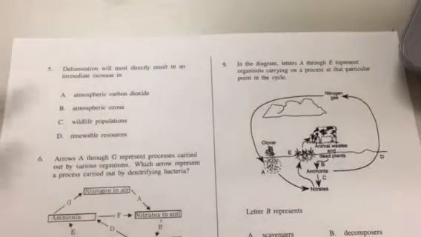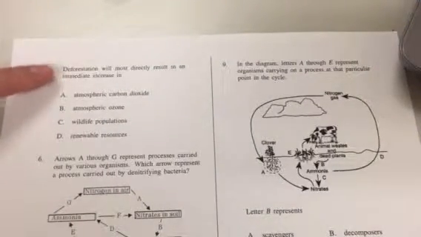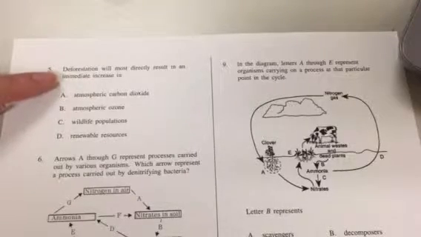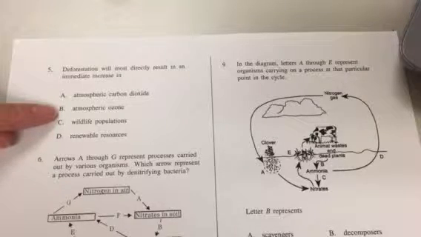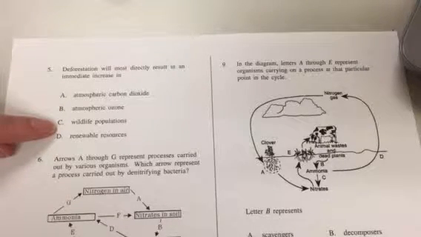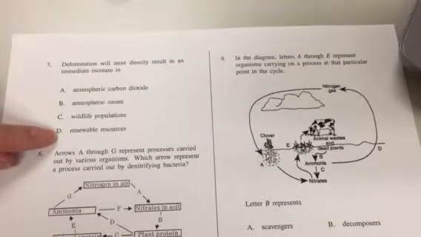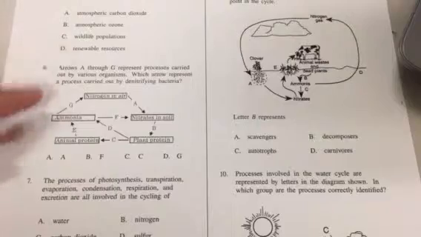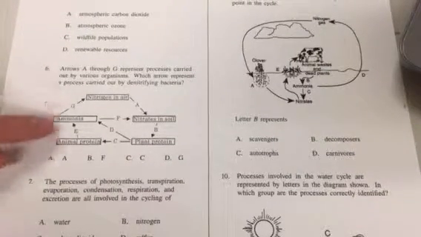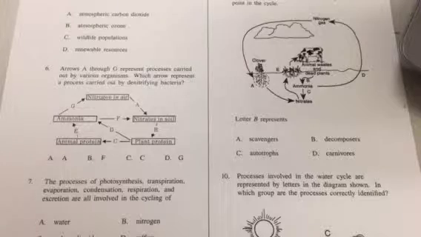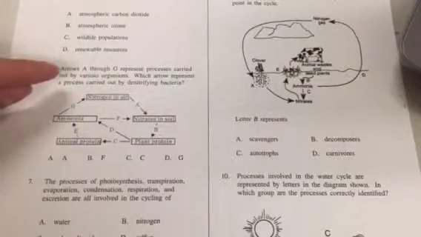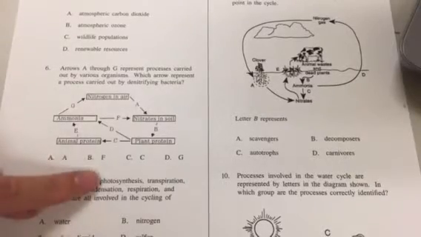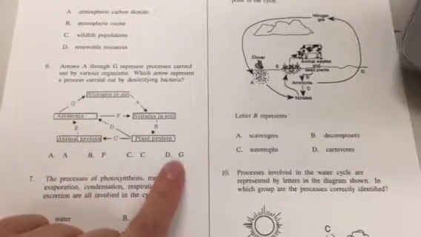All right, number 5, deforestation will most directly result in an immediate increase in A, atmospheric carbon dioxide, B, atmospheric ozone, C, wildlife populations, D, renewable resources. Number 6, arrows A through G represent processes carried out by various organisms. Which arrow represents a process carried out by denitrifying bacteria? A, F, C, or G?